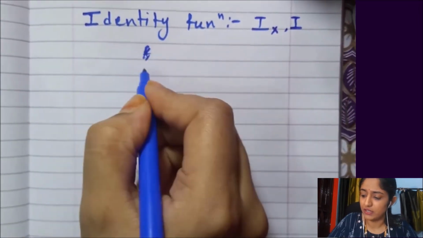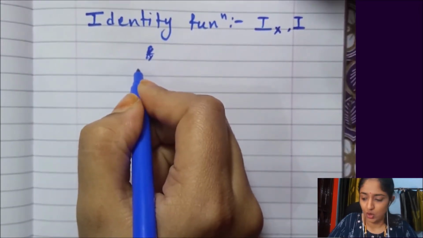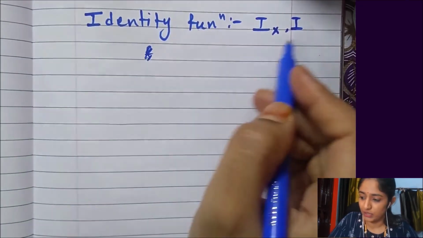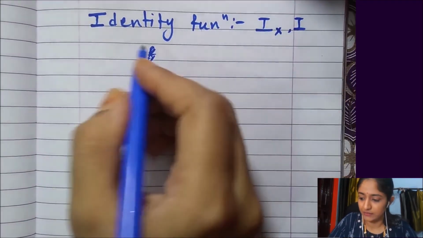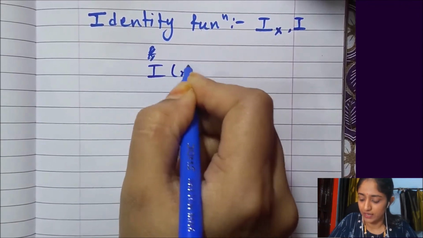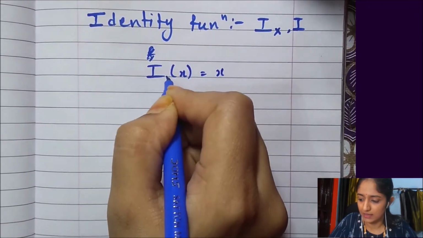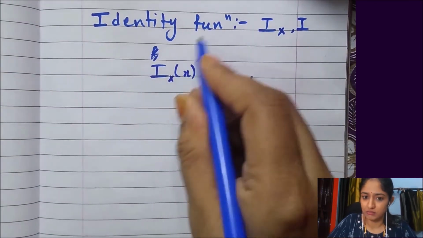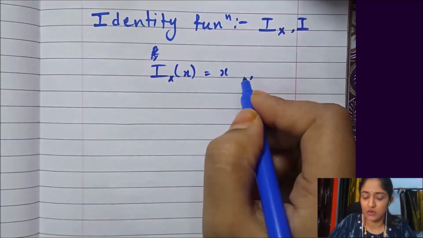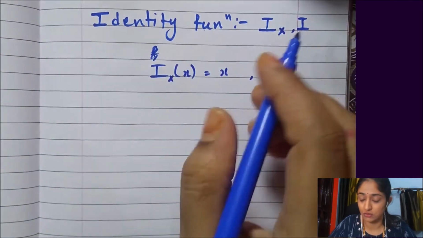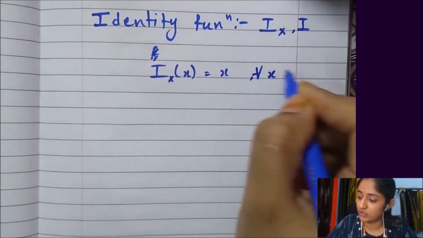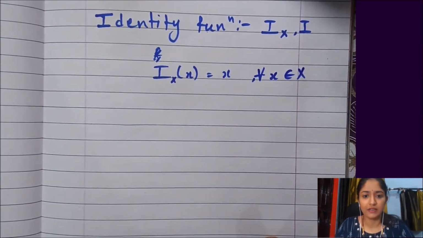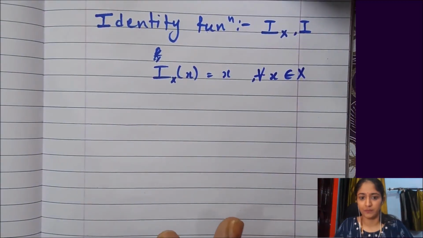An identity function on a set x is defined by I of x is equal to x, or I_x of x is equal to x. So whatever goes in comes out as it is, no change. And this is true for all the elements of the domain. This is the identity function, the easiest function ever.